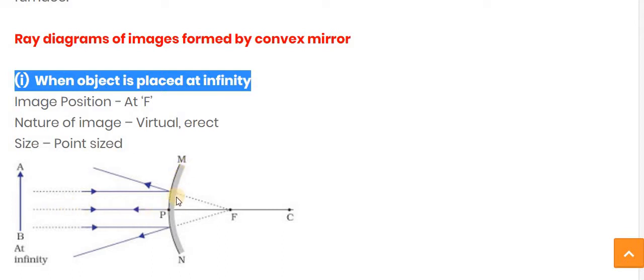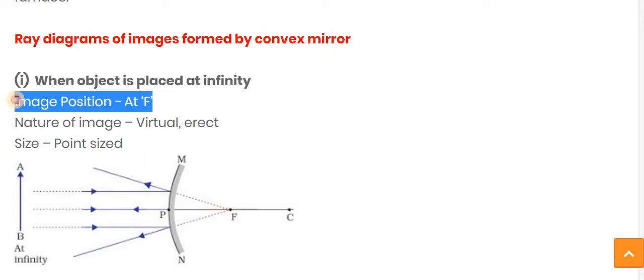But here the convex mirror is there, which is a diverging one. So all the rays are reflected back in this direction, and from each direction you can see that all the rays cannot meet with each other. So if we draw the imaginary line behind the mirror, then we can see that all these rays meet at one point, that is the focus. So we get the image behind the mirror at the F.